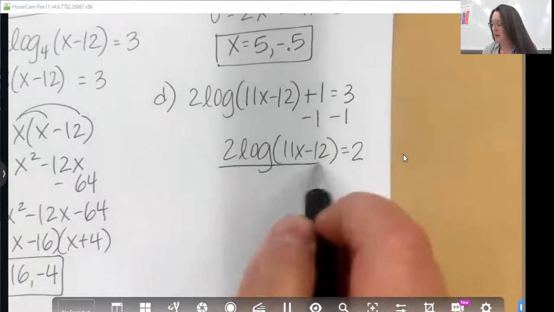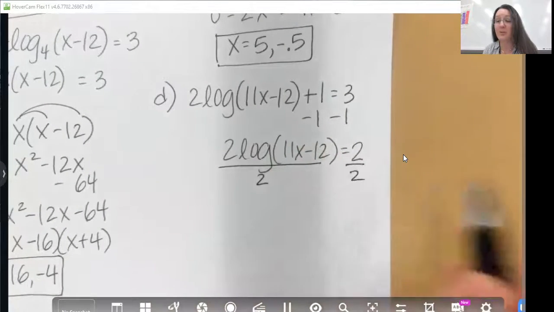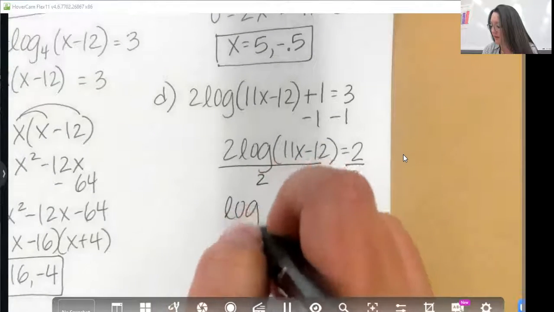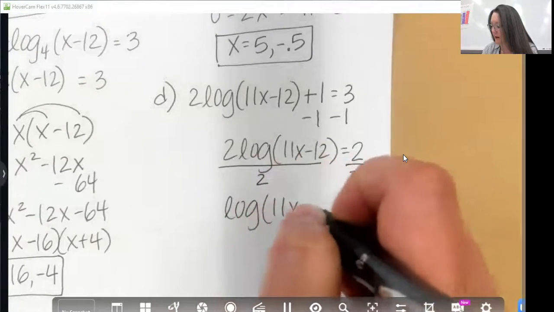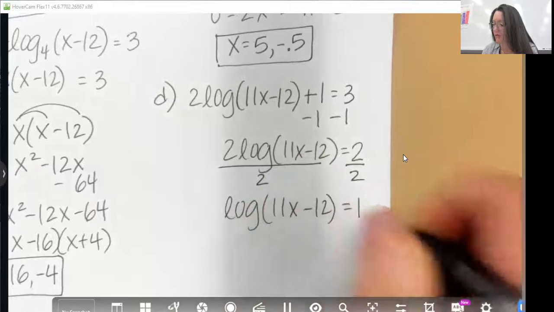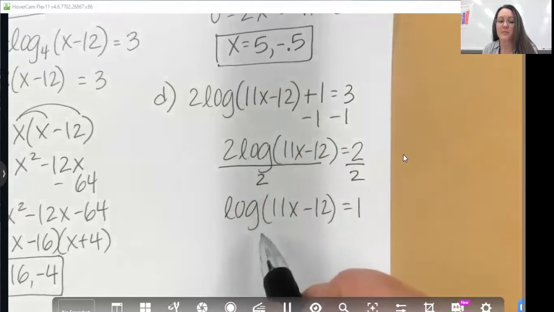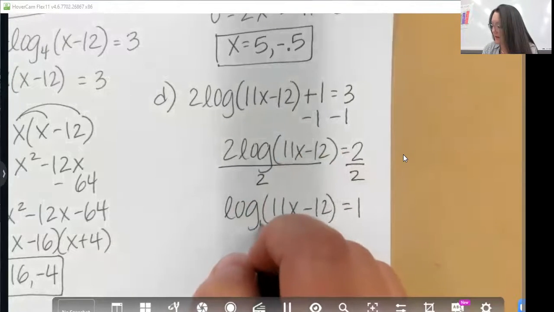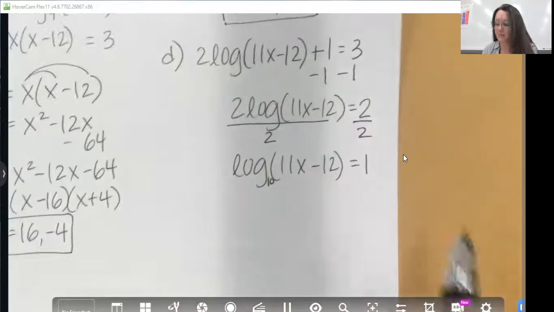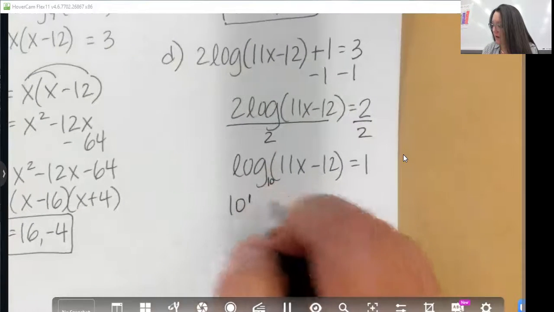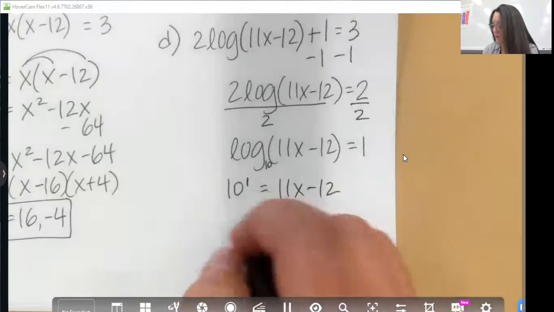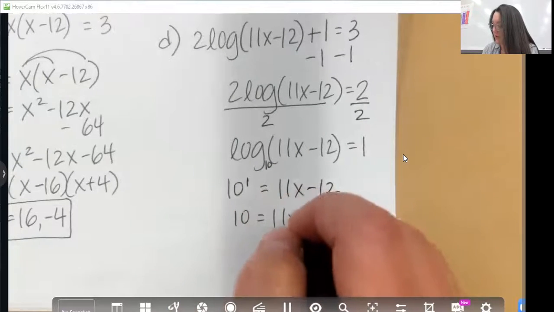And then I'm going to go ahead and get rid of this 2 by dividing. You could move it to the exponent, but you don't have to. We can go ahead and divide it like this. We can follow our algebra rules. So it equals 1. All right, remember, if there's not a subscript here, it's a 10. So now we're going to write it as an exponent. So I have 10 to the 1 power equals 11x minus 12. So 10 to the 1 power is just 10 equals 11x minus 12.